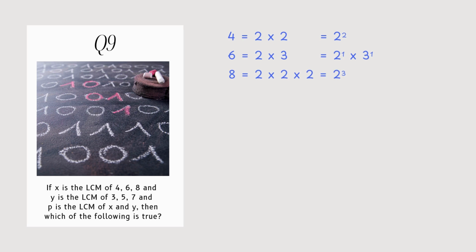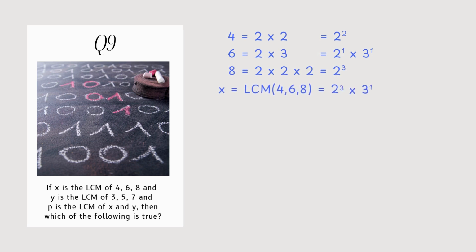Now to find the LCM of these three numbers, what do we do? We take the highest powers of each of the factors and find their product. So the LCM of 4, 6 and 8 would be 2 raised to the power 3 times 3 raised to the power 1. So 24.